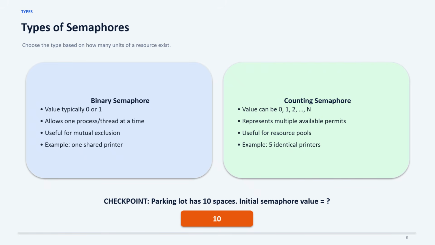Here is a quick question. A parking lot has 10 spaces. What should be the initial semaphore value? The answer is 10.